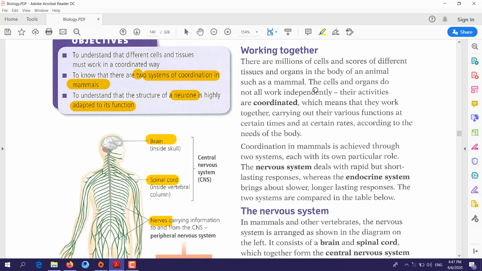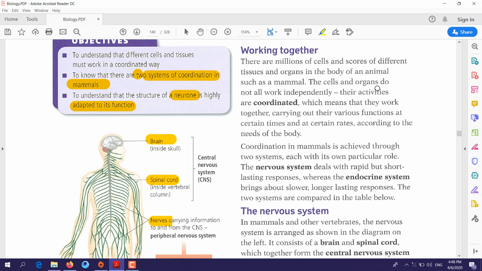Now, working together. Again, there are millions of cells and scores of different tissues and organs in the body of an animal, such as a mammal. If we take an example of our body, of course, we know that our body consists of millions of different types of cells, organs, and tissues. All of these cells and organs are working together in a coordinated way, okay?